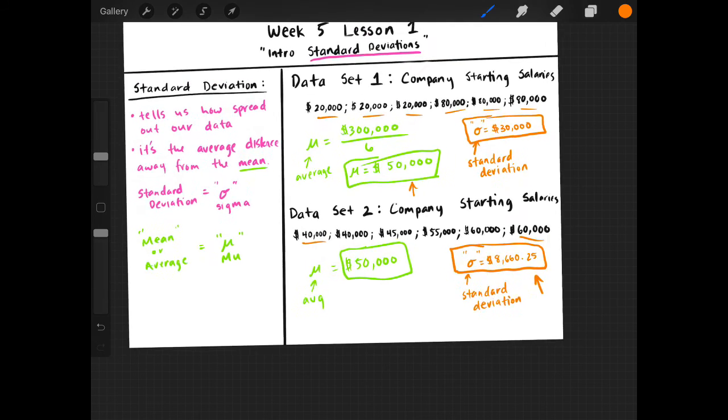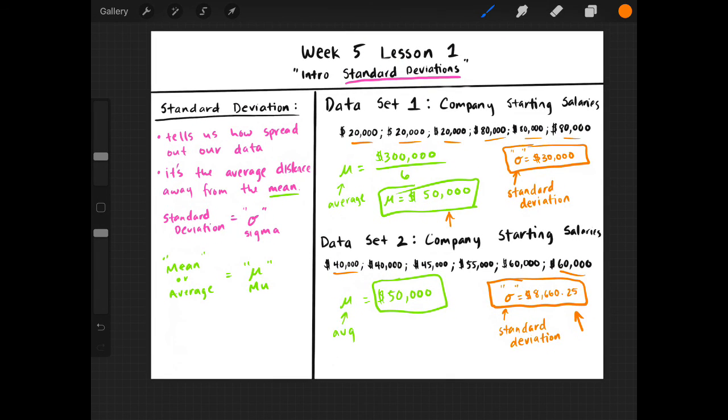I know this is just kind of a vocabulary lesson, but I really want you guys to understand what standard deviations are. As we go through here, we're going to write standard deviations as sigma, and the mean, or the average, which you guys have been finding, we're going to start representing with that Greek letter mu right there. If you have questions, please let me know.